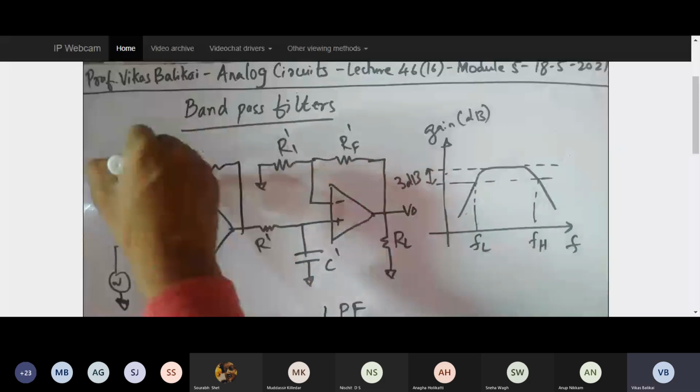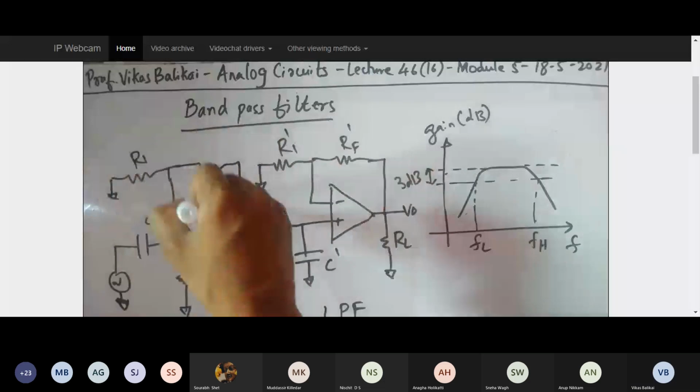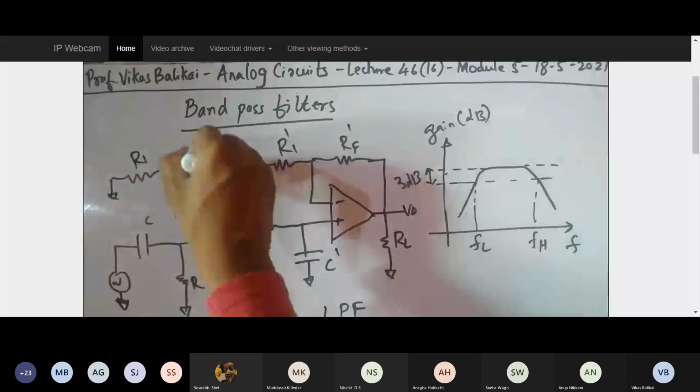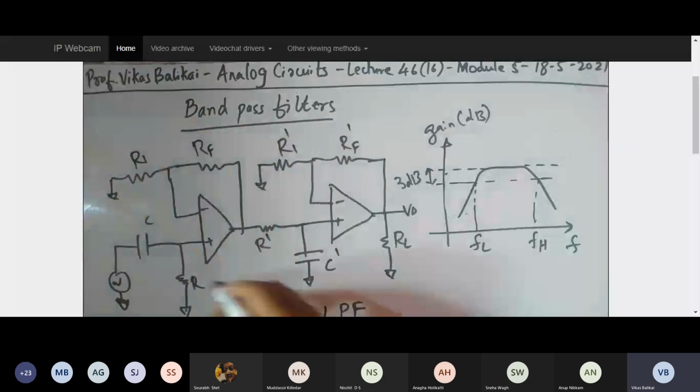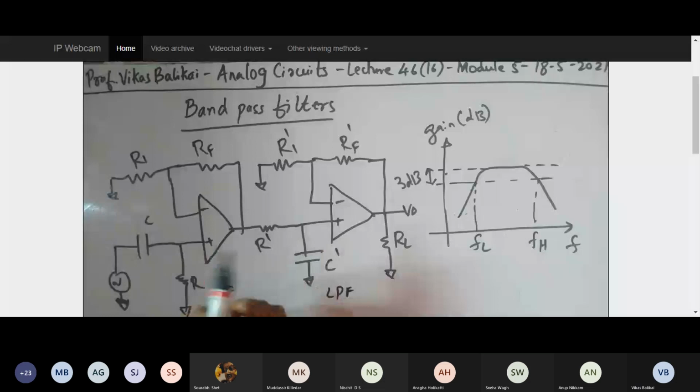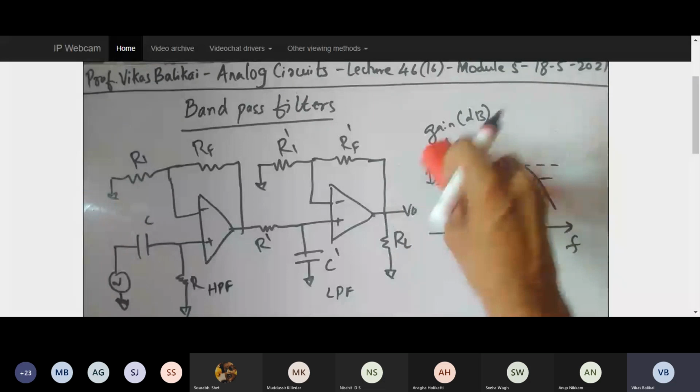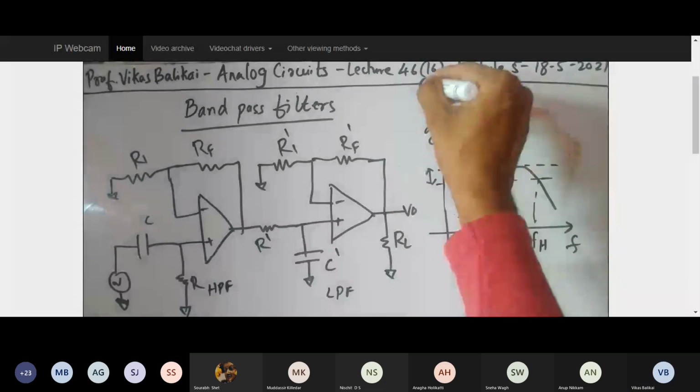So this is R1, RF. Yeah, so that's it. So this is your low pass section or low pass filter, and this is your high pass filter. Fine. So this is your entire circuit diagram for your band pass filter. So try to remember the circuit diagrams for your low pass and high pass.